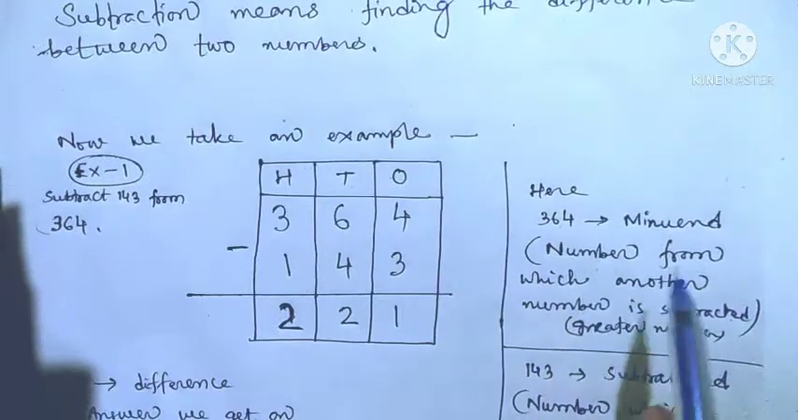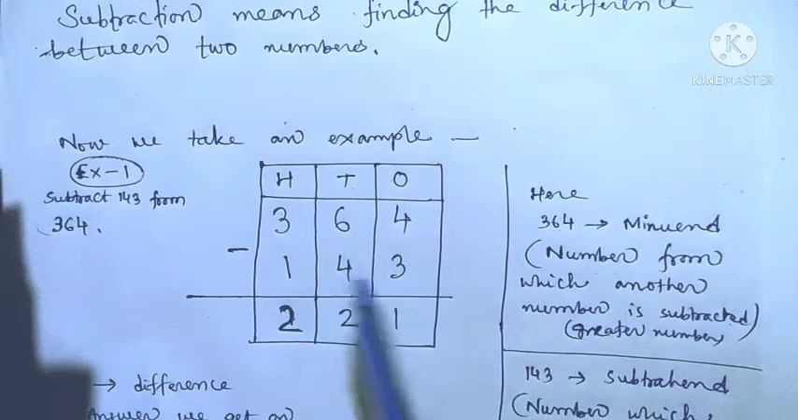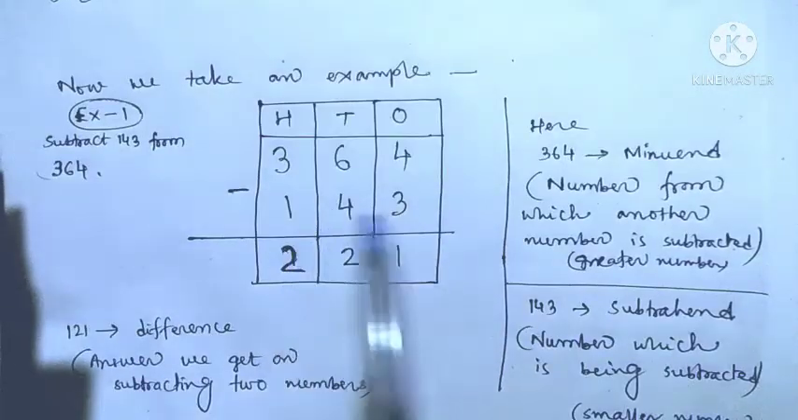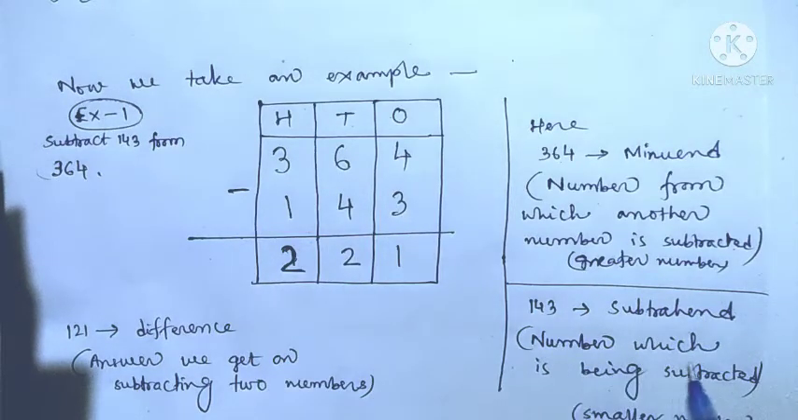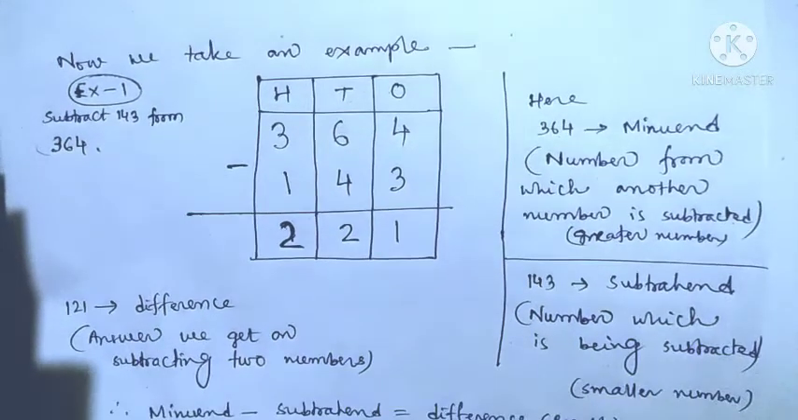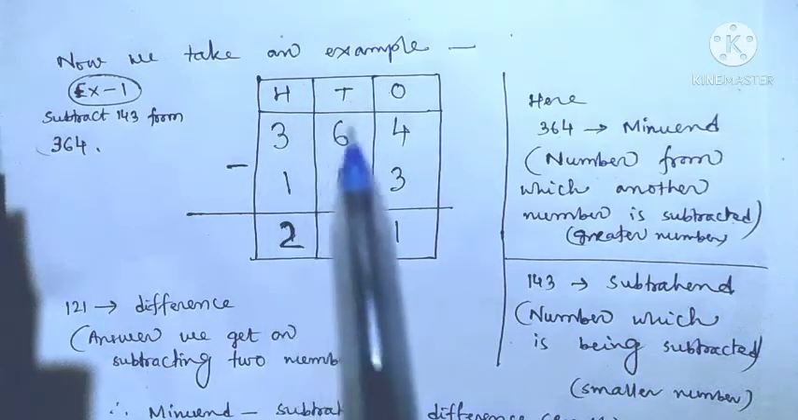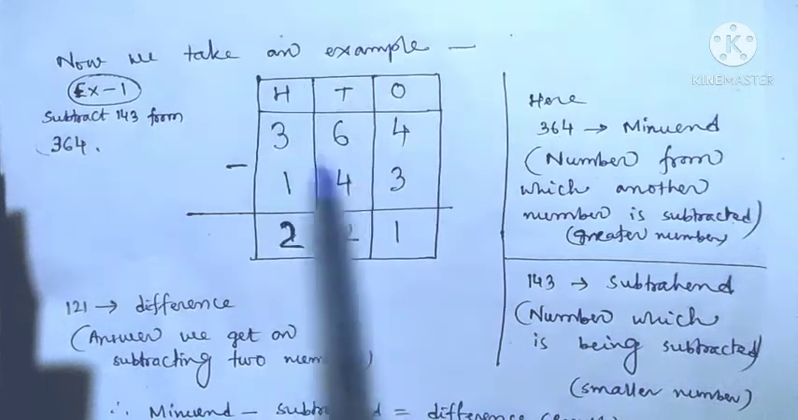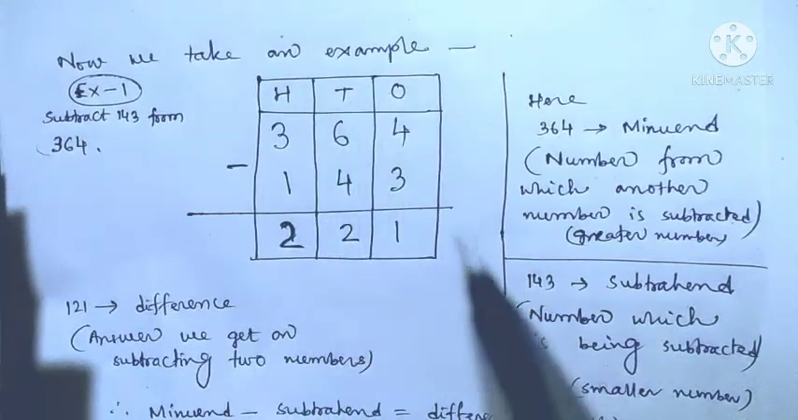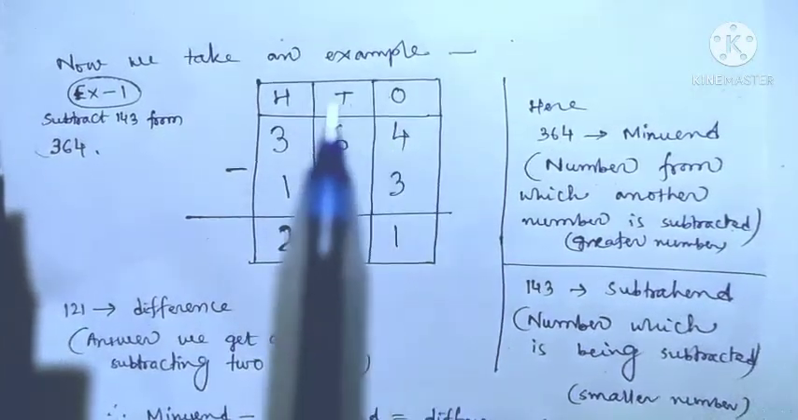That is the number from which another number is subtracted, or you can say the greater number than the lower number. So this small number will be called subtrahend, the number which is being subtracted. Minuend will be greater and subtrahend will be the smaller number. So we write the numbers in this form, same as addition form. We have to place the numbers in the 1s, 10s, and 100s place. So 300, we put 3 here, 64.